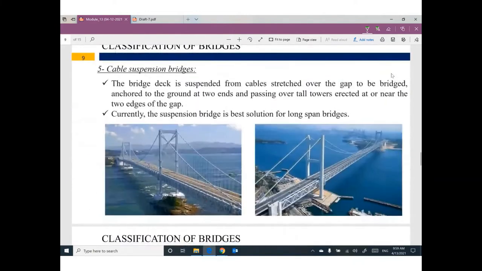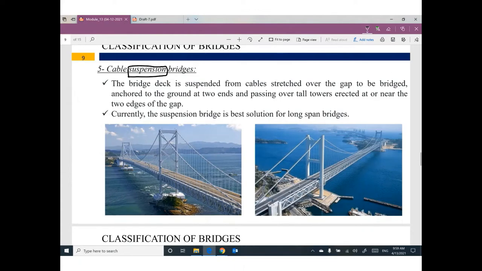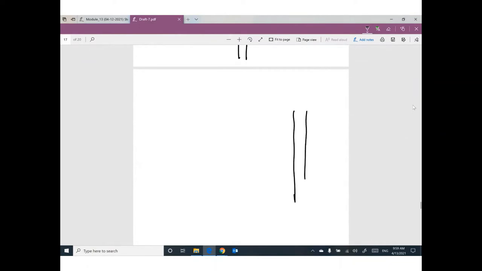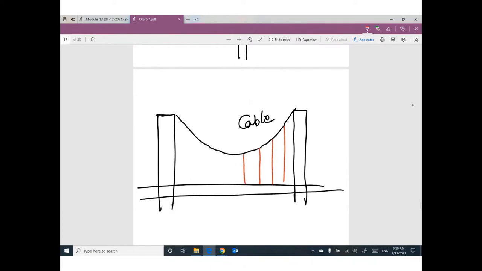We have another kind of bridge, looks like the previous one, but called cable suspension bridge. What do you mean? In this case, we need two towers. One tower here and one tower there. Between the two towers, I will construct a cable, a huge cable. And here is the bridge deck. From this huge cable, I will construct vertical ties. This kind of structure is called cable suspension bridge, because this cable is suspended between this tower and this tower.